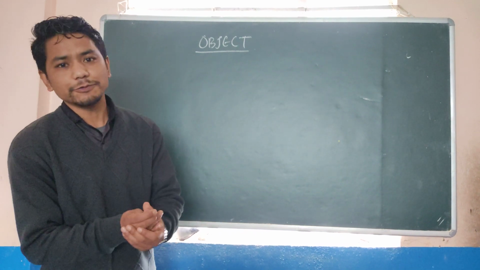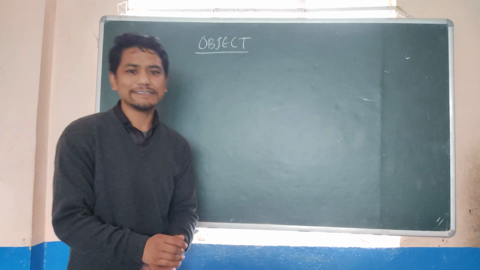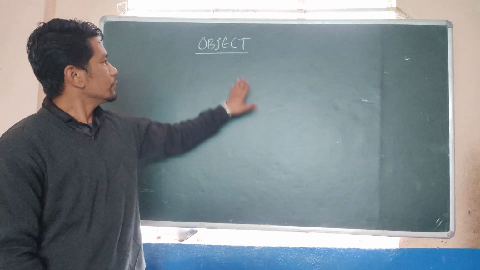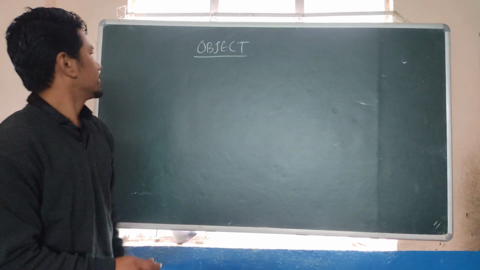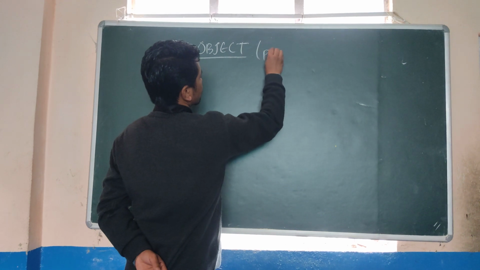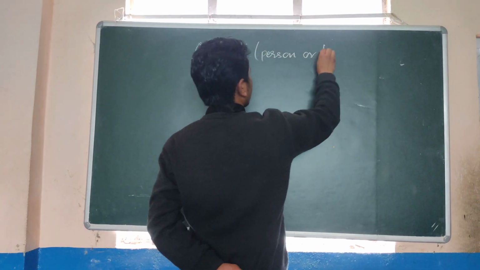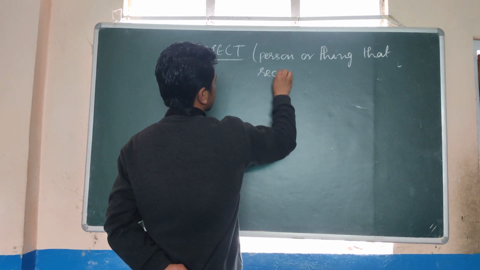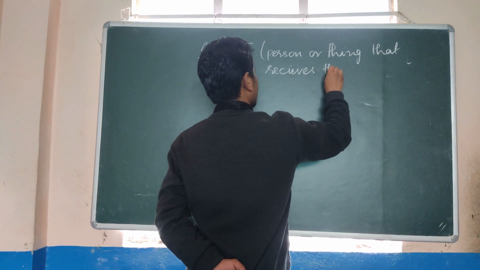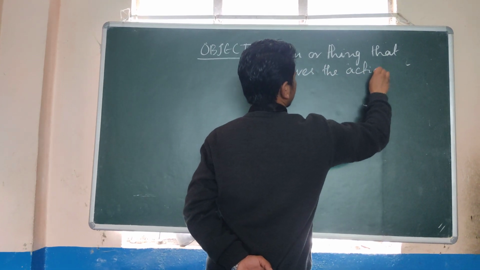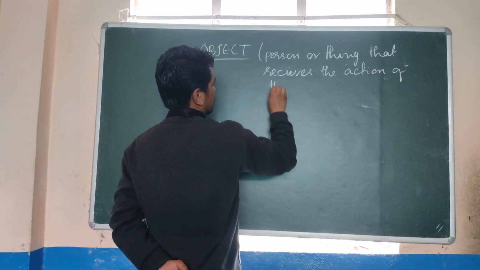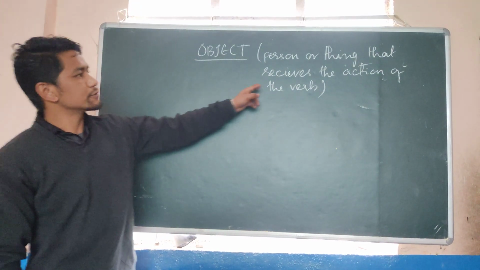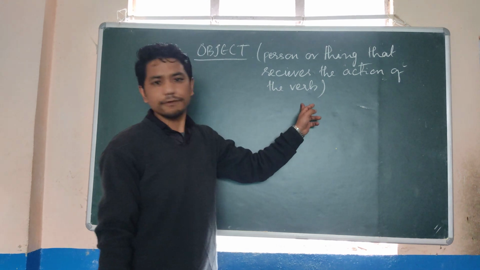Okay, today we are going to learn about the object in a sentence. First of all, let us discuss what an object is. An object is a person or thing that receives the action of the verb. So, an object is a person or thing that receives the action of the verb.